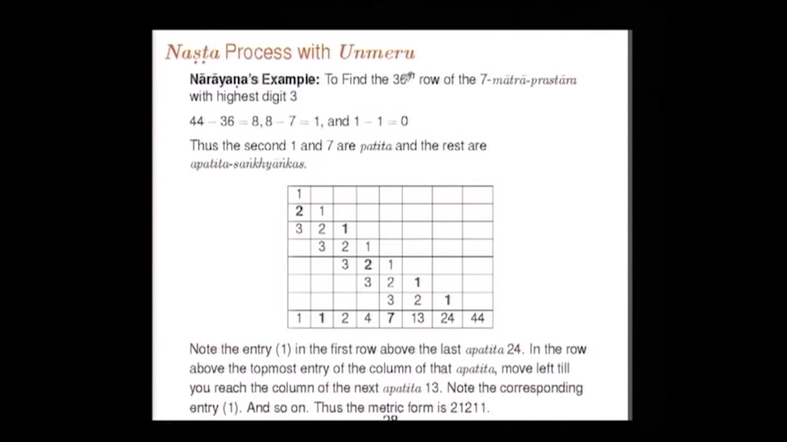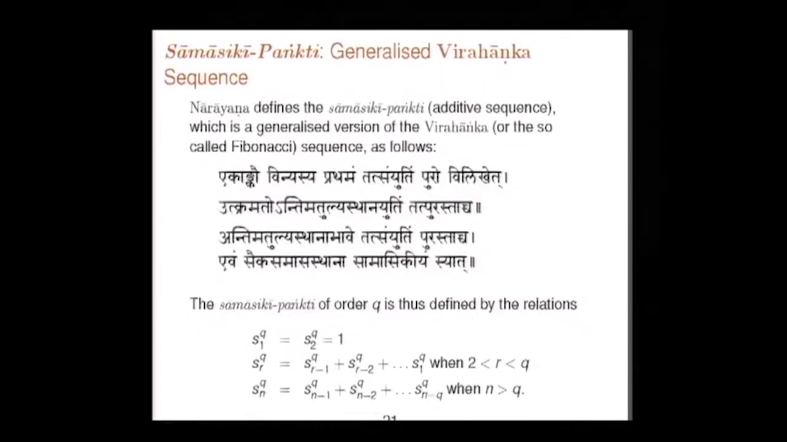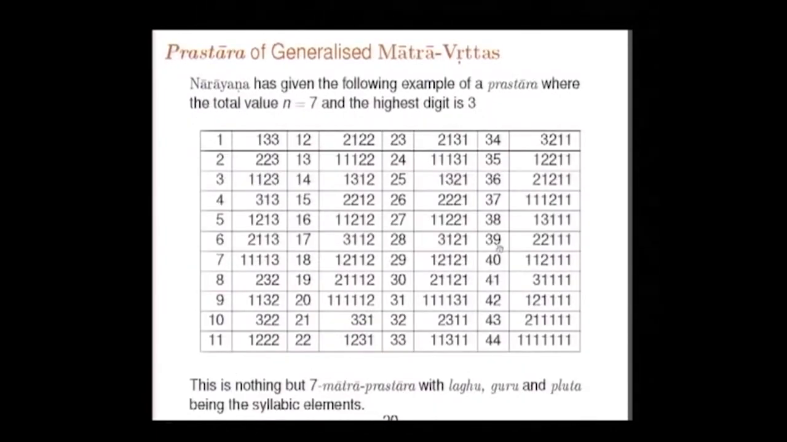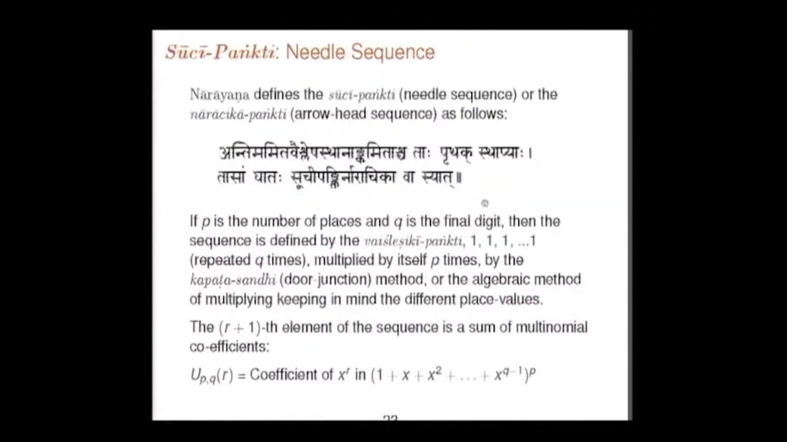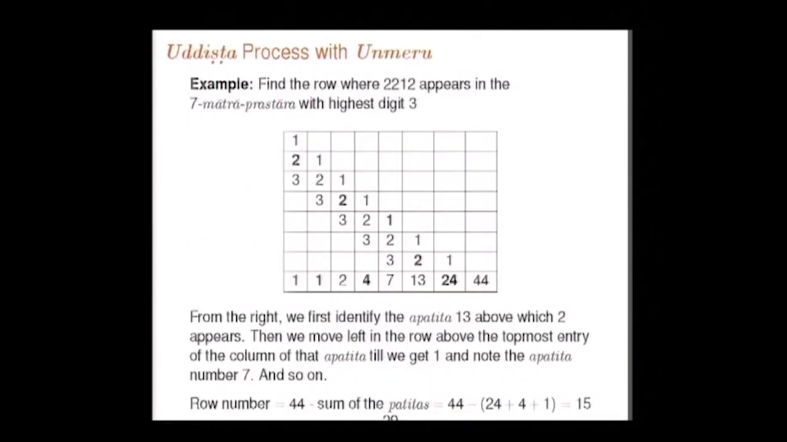21211 should be the 36th row of the 7 matra prastara. So, the 36th row is used to identify the patita and apatita sankhyas. So, only two sankhyas are patita, 7 and 1. So, let us see the 36th row. The 36th row is 21211. Okay. So, this is Nashta with the Unmeru.